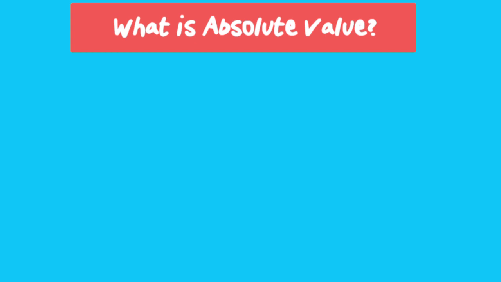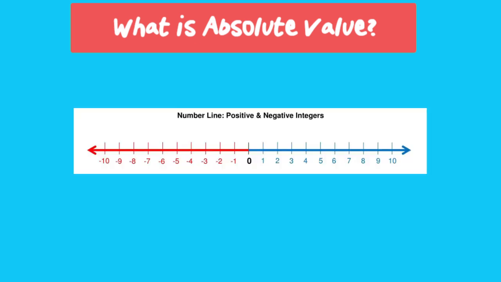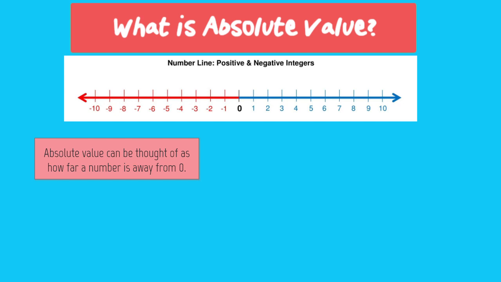The best way to describe absolute value is by using a number line. I want you to notice that this number line has both positive and negative numbers, and that's important for absolute value. All right. Now, the absolute value can be thought of as how far a number is away from zero.